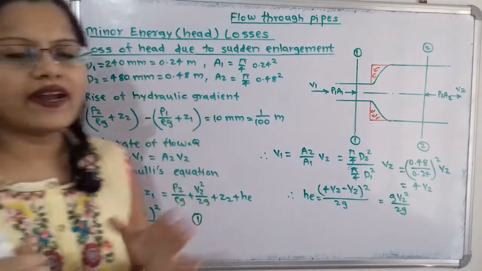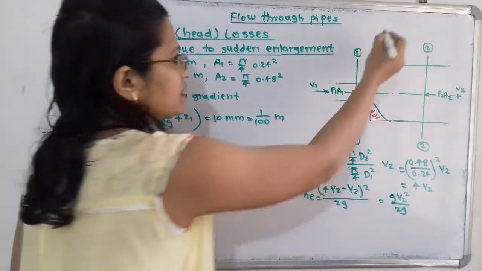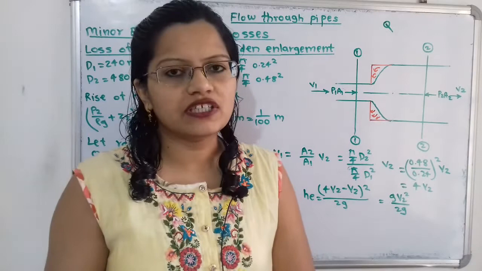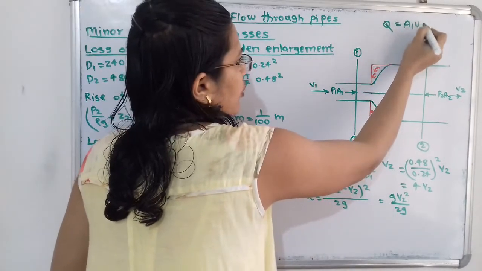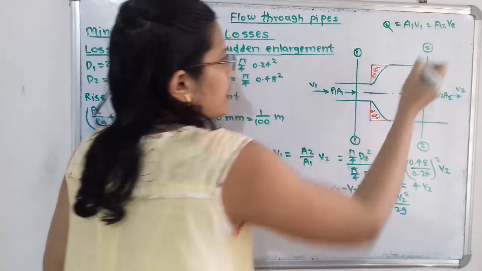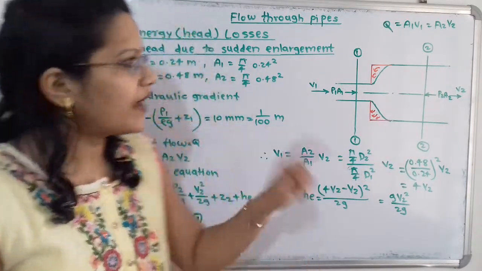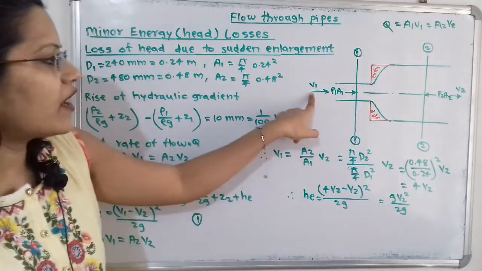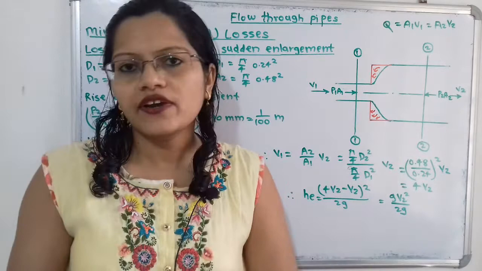Now we have to find out the rate of flow. That means we have to find the discharge Q, and we know the formula for discharge Q: that is A1 V1, or we can also say A2 V2. So now areas A1 and A2 are known. So we have to find out the velocity V1 or V2. Either we find velocity V1 or velocity V2.